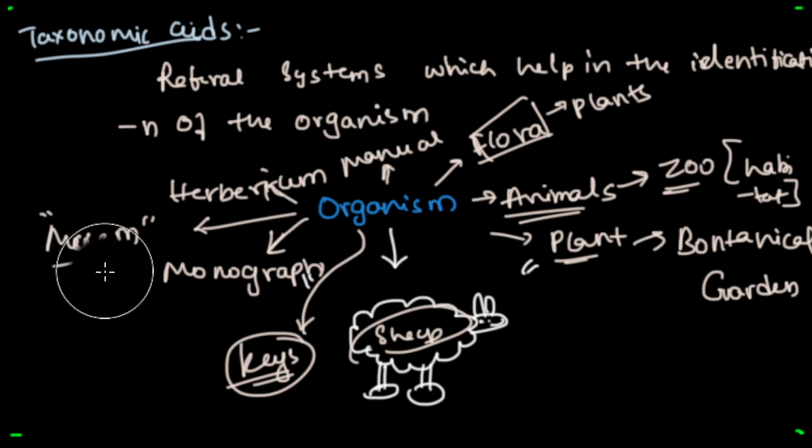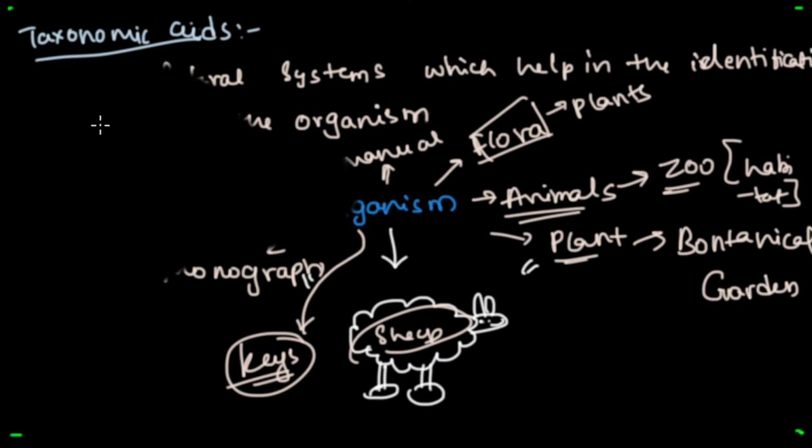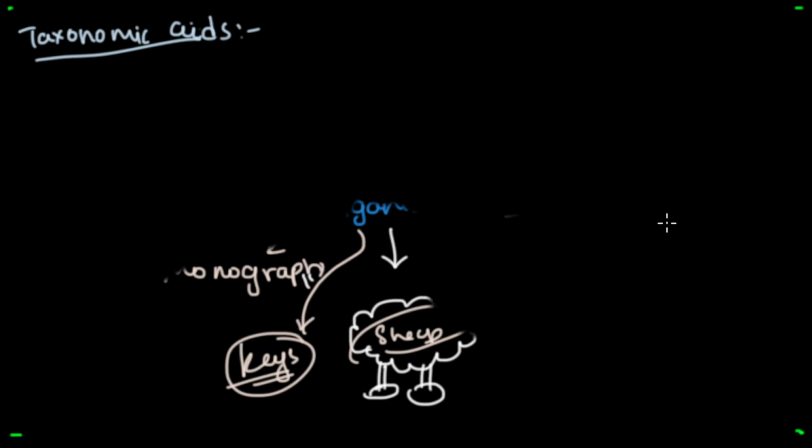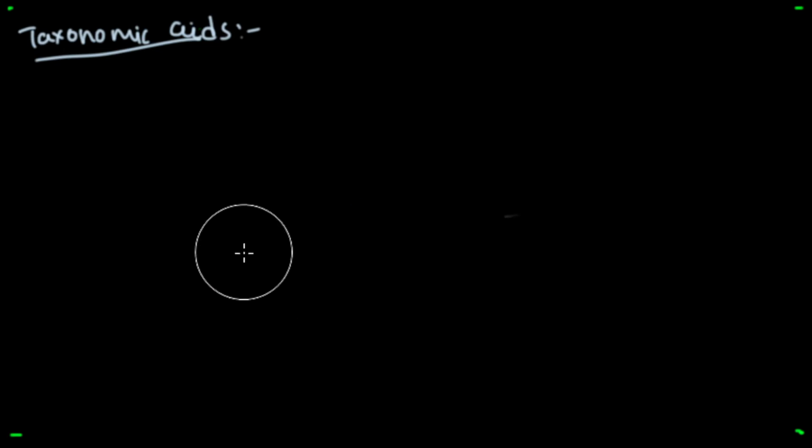First we'll be starting with the herbarium. Let's see the herbarium taxonomic aid. Now put the side heading. Okay, let me erase this also. And now put the third heading, herbarium.